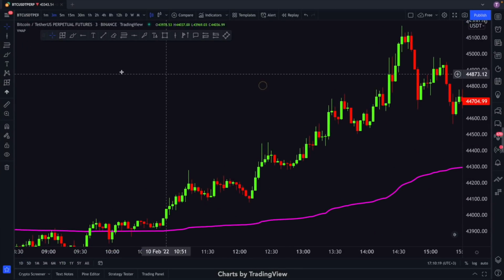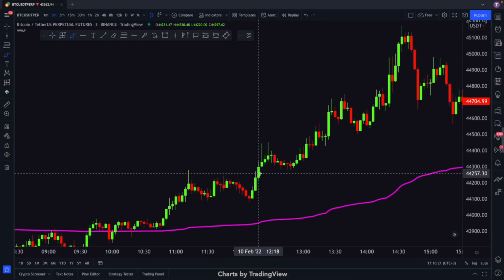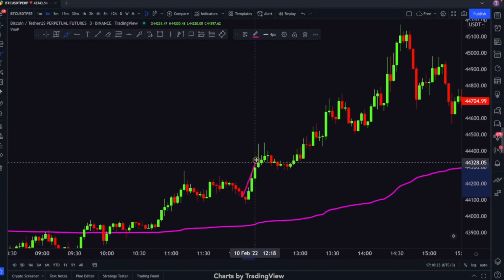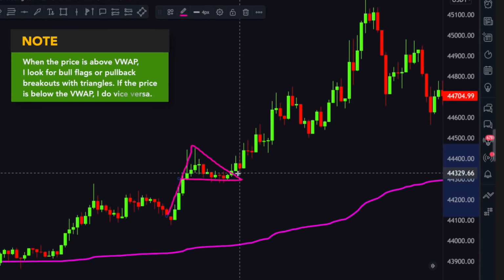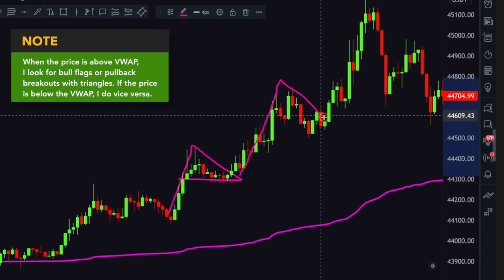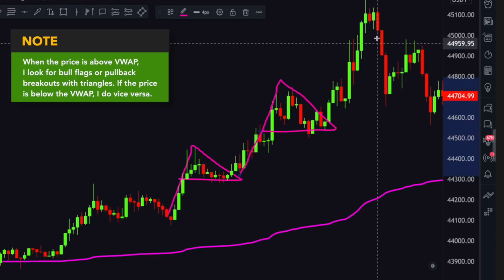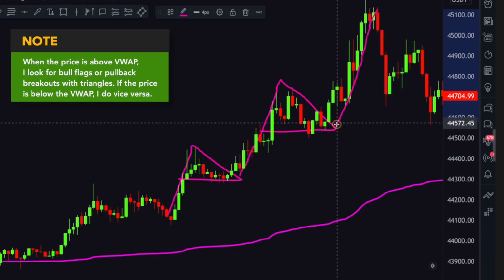How could you use this indicator? People use different methods to use this indicator. VWAP acts as a magnet for the price. It's generally considered as the fair value or price of the financial security. How I use it is like this.